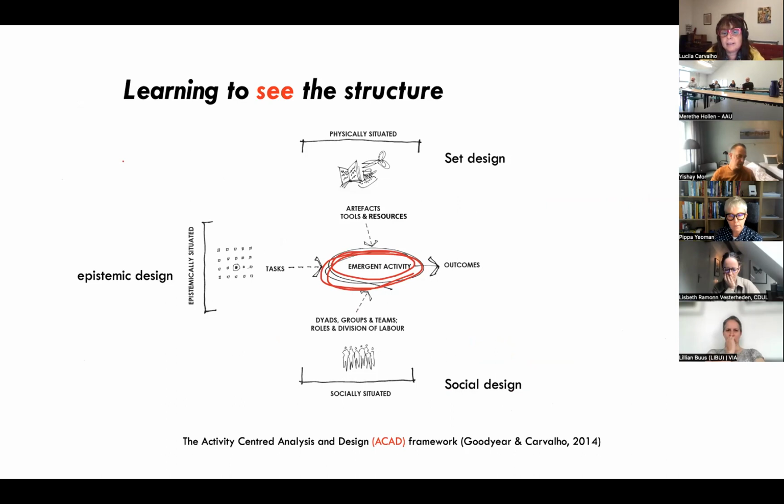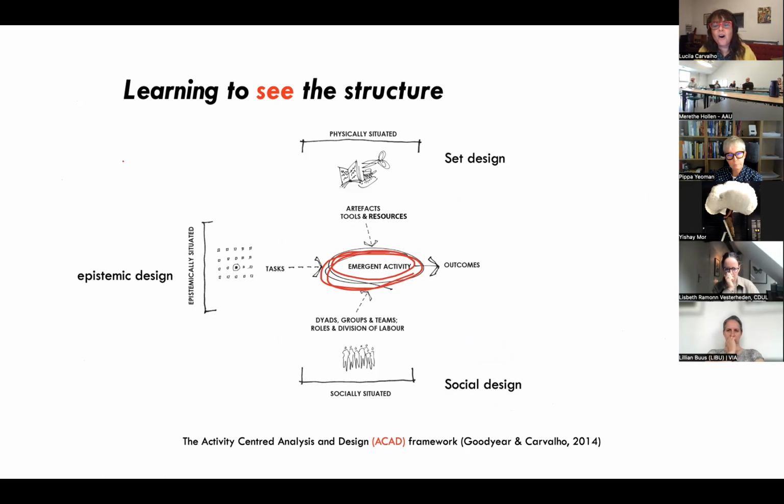So the activity-centered analysis and design framework, we talk about analysis and design because the framework can be used to analyze a learning situation that has already happened and unfolded, or you can use it as an input to design. So in this workshop, we are going to be talking about how we can use this structure to consider all the elements that could be part of a learning situation.